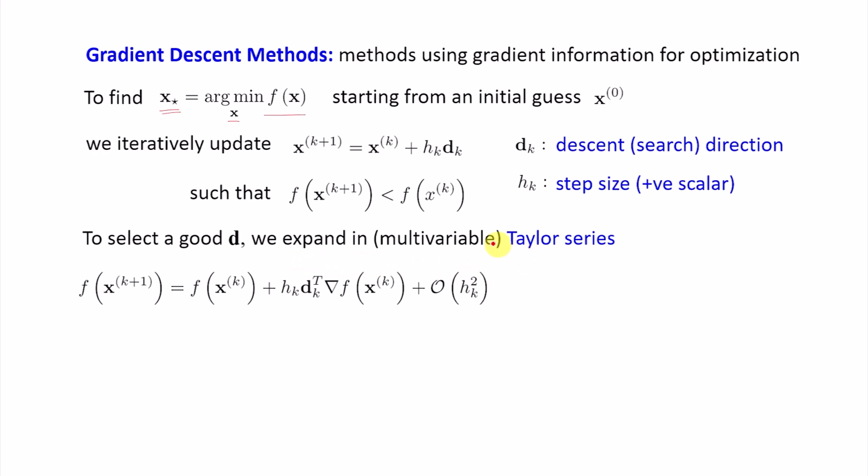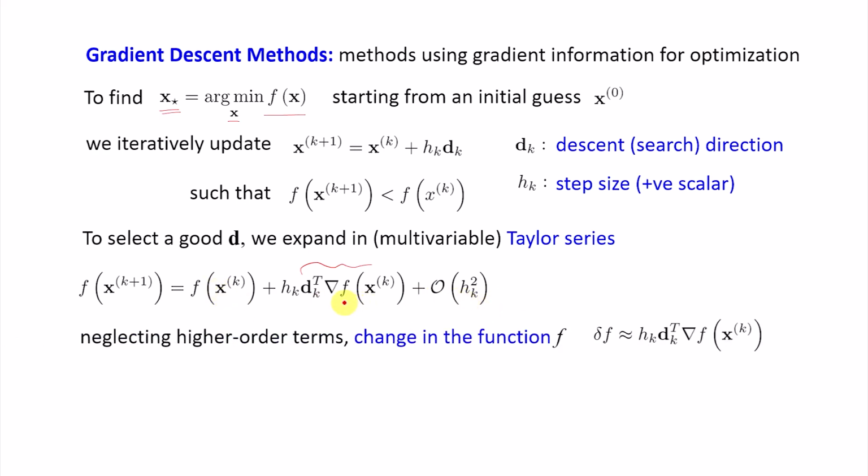To select this good quality descent direction, we expand f of x k plus 1 in Taylor series, and in this case the independent variable x is a vector, so this is a multivariable Taylor series. So f of x k plus 1 is equal to f of x k plus hk times the inner product of dk and delta f, plus higher order terms of the order of hk square. We will neglect all these higher order terms and focus on the first two terms only.